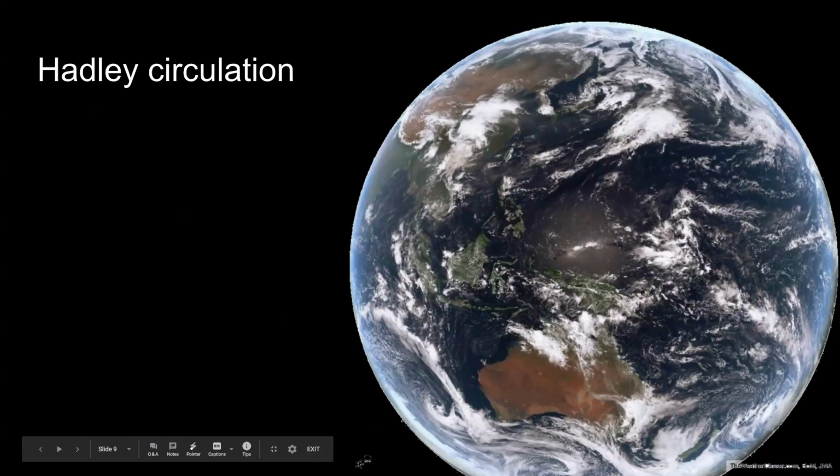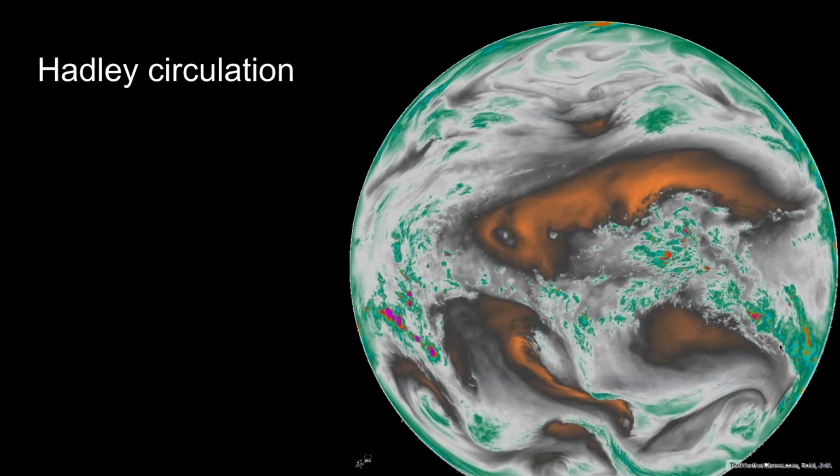So recapping, this is what we call the Hadley circulation. It's a planetary sea breeze that brings trade winds to converge in on this monsoon trough. And in the upper levels, we have it coming back the other way and these dry zones in between.